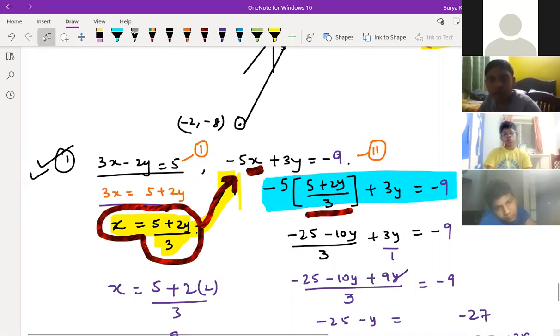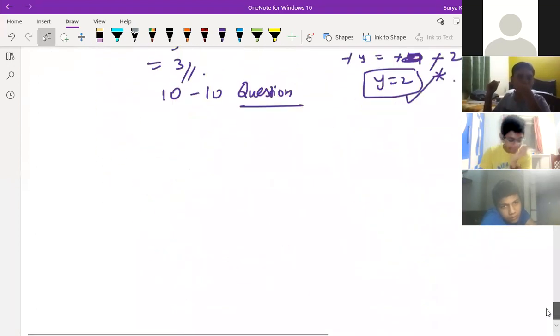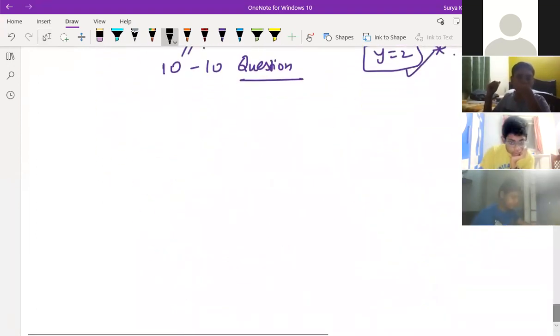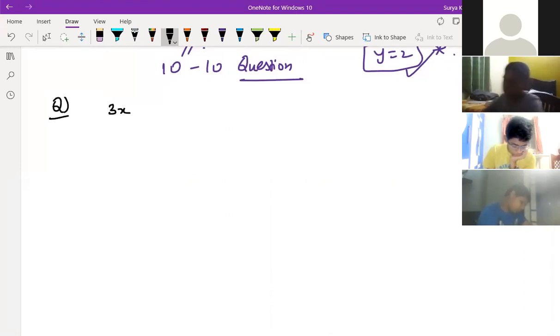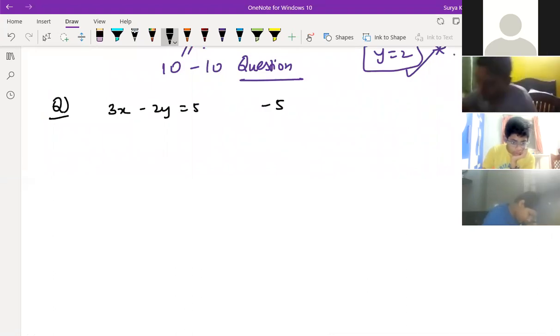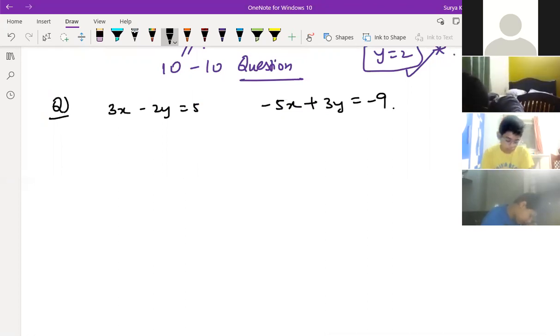Now I'm going to move to the third topic, that is the elimination method, children. That is the easiest. Read the same question you have done right now: 3x minus 2y is equal to 5, minus 5x plus 3y is equal to minus 9. I changed the question. So here in the elimination method, children, what we have to do, don't look here and there and don't write anything.